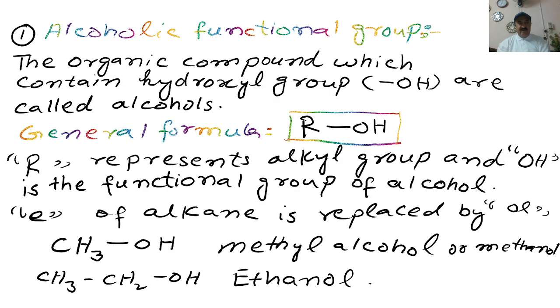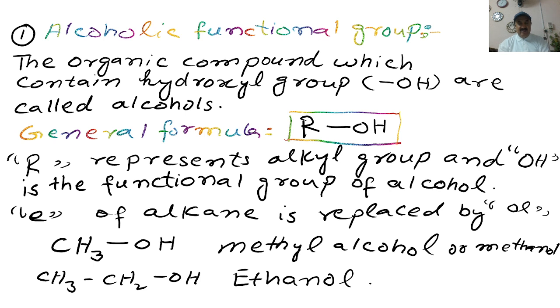First of all, the alcohol functional group. The organic compound which contains the hydroxyl group, meaning OH, is called an alcohol. The general formula is ROH. Here R represents the alkyl group and OH is the functional group of alcohol. Here the E of alkane will be replaced by OL. For example, CH3OH, this is methyl alcohol, its common name.